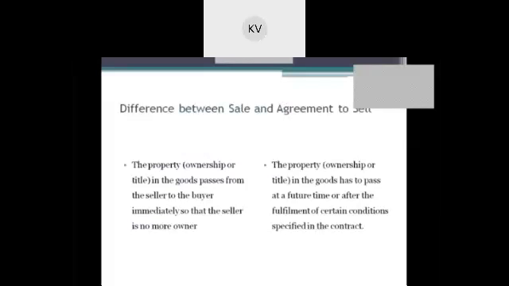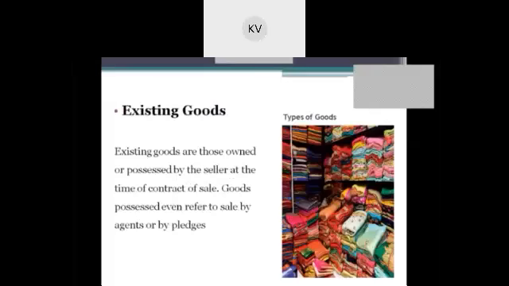Okay. When the property in the goods passes from the seller to the buyer immediately, the ownership is transferred to somebody else. That is called a sale. If it is going to happen only in the future, where certain contracts are made among them, that is also called an agreement to sell. Okay, and then now we are going to see the types of goods.